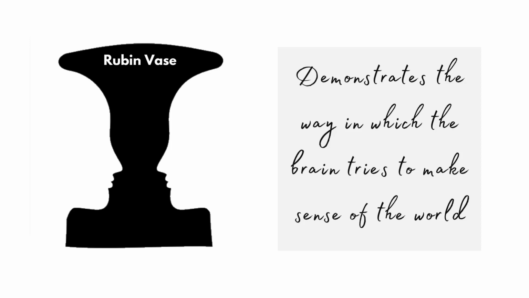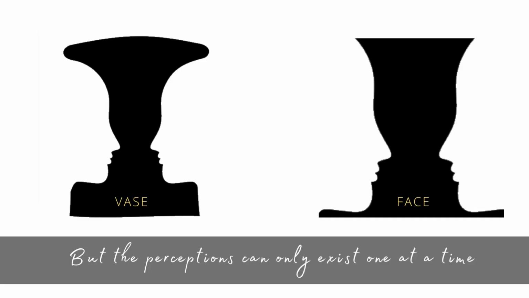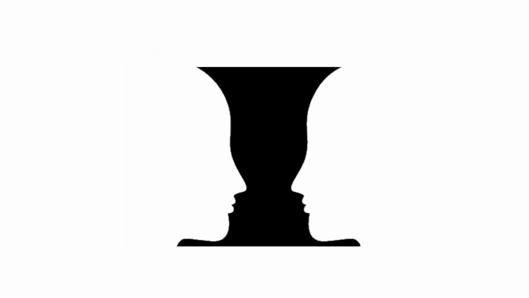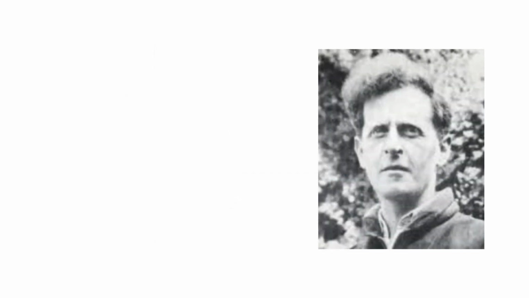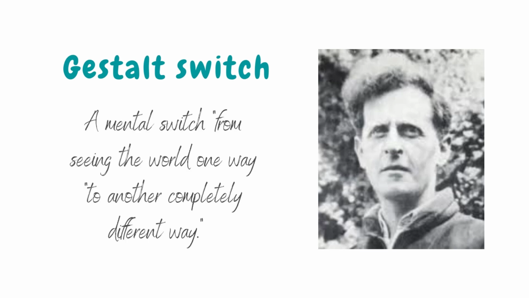The Rubin Vase is what's known as a bistable image, meaning it creates two different stable perceptions, one of a vase and one of a pair of faces. But the perceptions can only exist one at a time. In other words, we can see a vase or the two faces, but not both at once. So your brain switches back and forth. Thus, the philosopher Ludwig Wittgenstein called this switching back and forth between two interpretations of an image like this a Gestalt switch. A great term that means a mental switch from seeing the world one way to another completely different way.